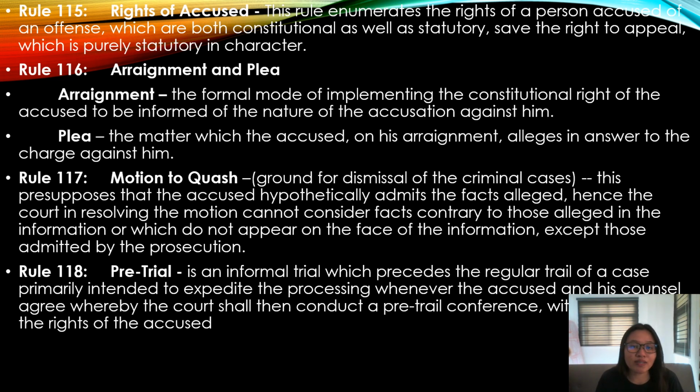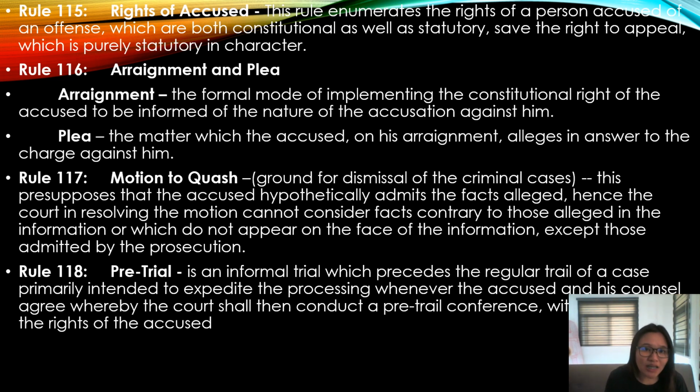This rule enumerates the rights of a person accused of an offense which are both constitutional as well as statutory, save the right to appeal which is purely statutory in character. Then 116, arraignment and plea. Ano ba ang arraignment? The formal mode of implementing the constitutional right of the accused to be informed of the nature of the accusation against him. Okay, sasabihin lahat ng constitutional right ng accused and i-inform siya kung ano ba yung inaakusa sa kanya.